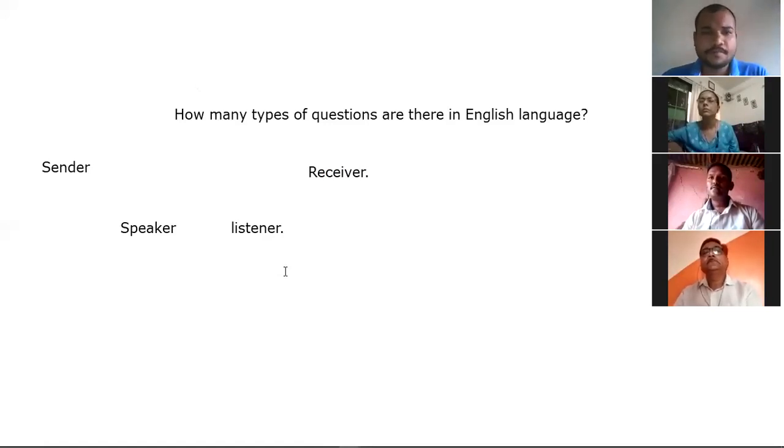Right. So what is the connection between the speaker, sender, receiver, or listener with our question? I have asked one question: how many types of questions are there in English language? What is the connection between these words, sender, speaker, listener, receiver, and our question? Are you able to hear me?